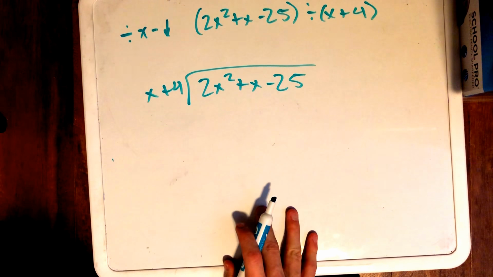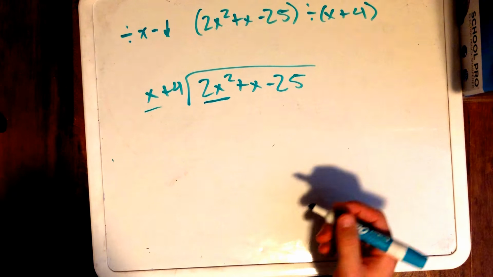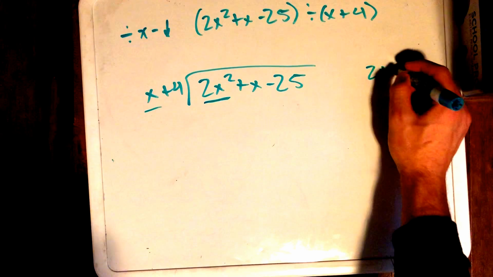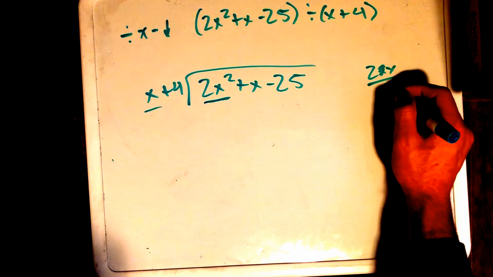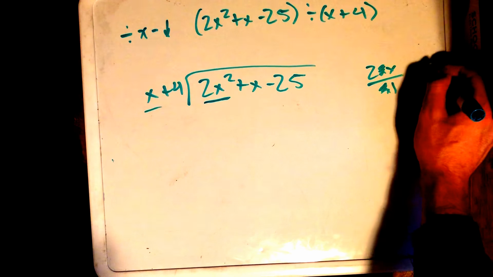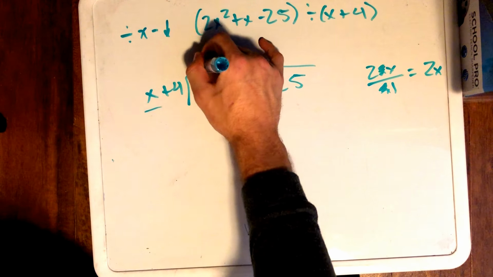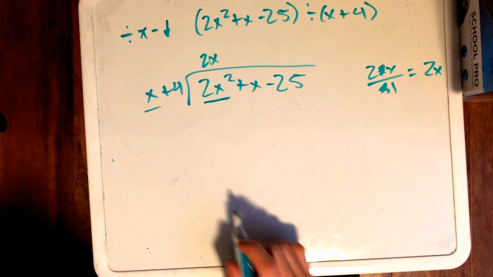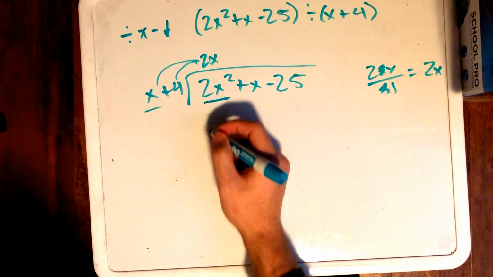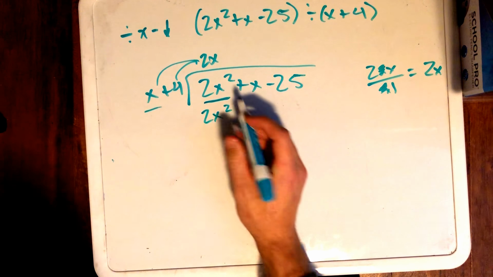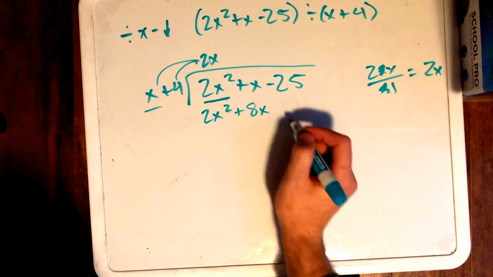And just like the last one, we're just looking at the first term of our dividend and our divisor, and we're doing our division step. So we have 2x squared, or 2 times x, divided by x. We have an x that can cancel on the top and bottom. We get 2x over 1, which is just 2x. Now that we've done that, we can throw it on top just like our other ones. And now we do our multiply. We're going to multiply by both of these terms. So we have 2x times x gives us 2x squared. And we have 2x times positive 4 gives us a positive 8x.